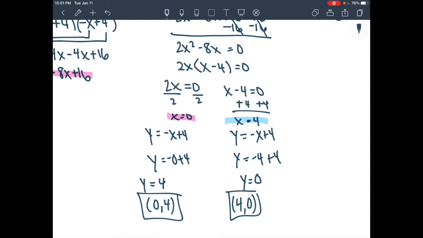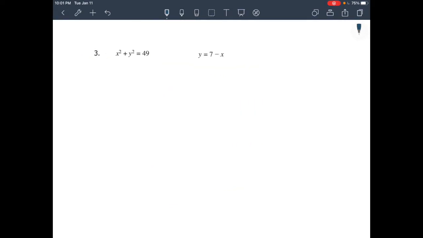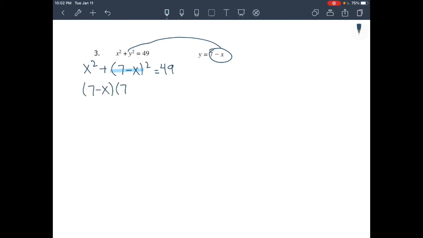That's step number 5. Number 3, first step is to take this information and plug it in for y. So then I've got x squared plus the quantity 7 minus x squared equals 49. The next step is to FOIL. So I'm going to take this piece and FOIL it. So I've got 7 minus x times 7 minus x represents 7 minus x squared.